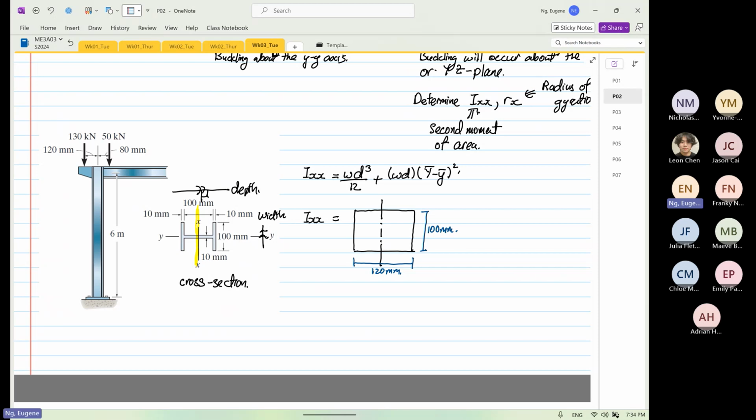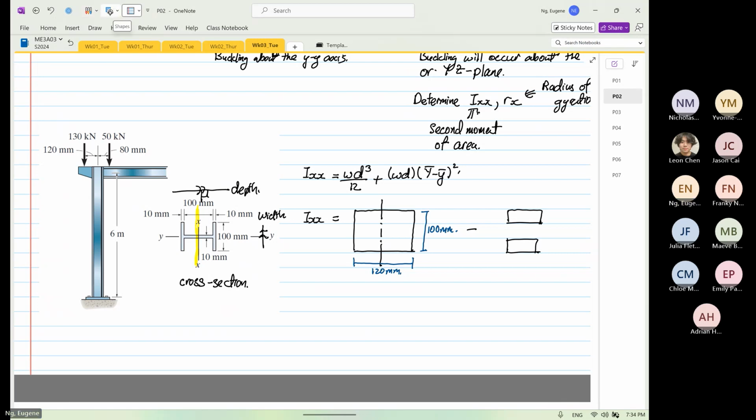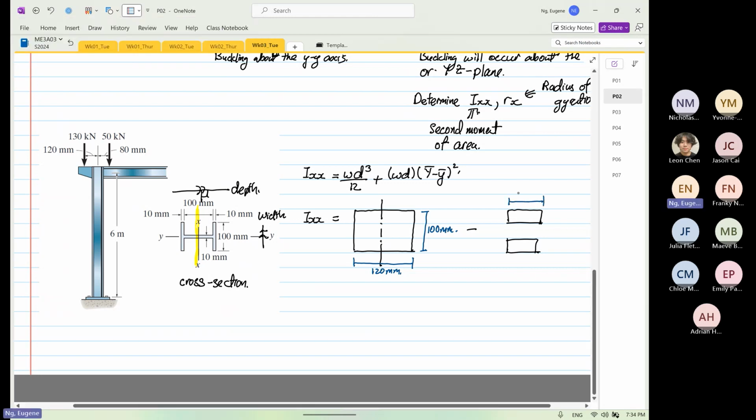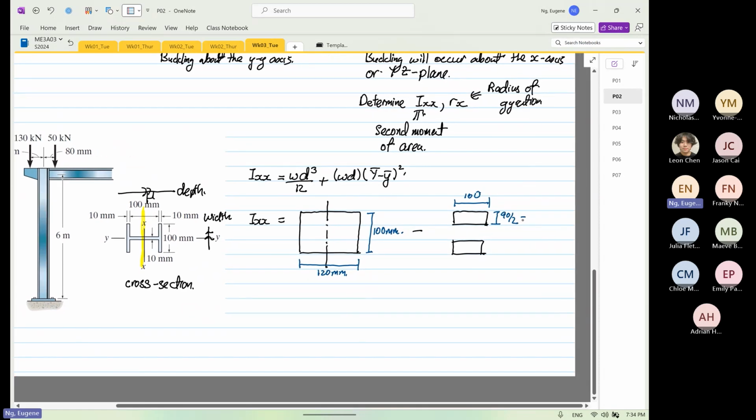Okay. Then I'm going to subtract. I'm going to take away the two pieces at the top and the piece at the bottom. Okay. And these dimensions are going to be, the distance from here to here is 100. And the distance from here to here is what? So the thickness is 10. So 90. So it's 90 divided by 2 is equal to 45 millimeters.